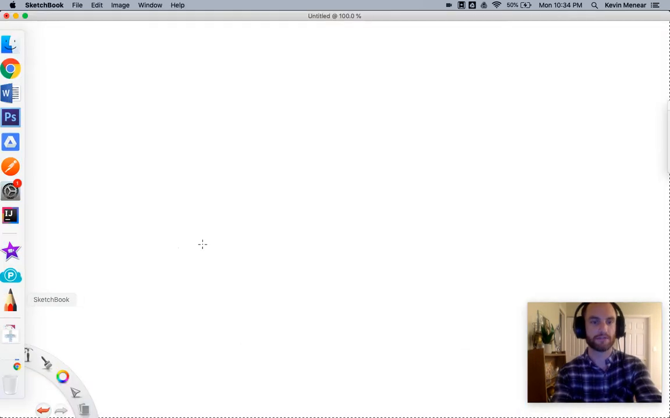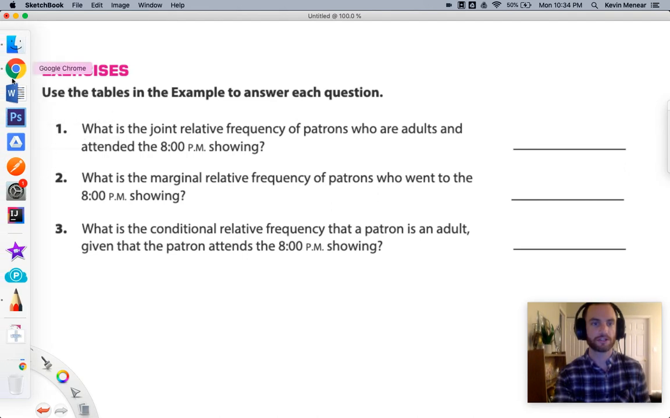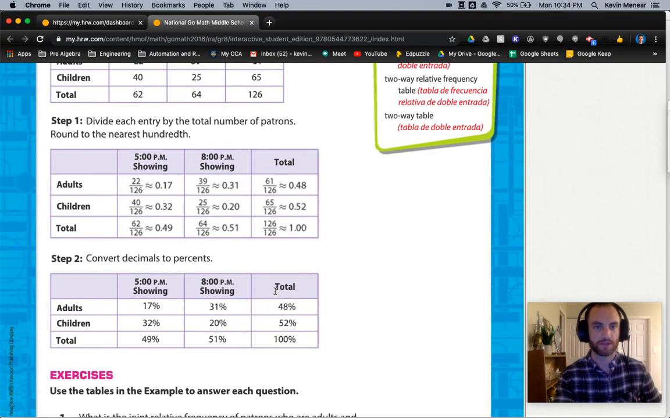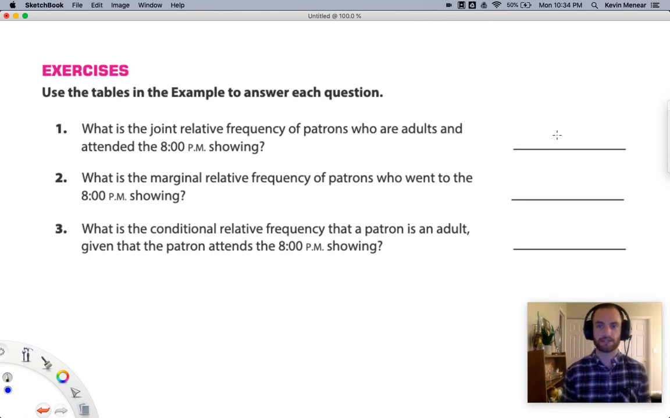So I'm just going to go ahead and write this out. So for those of you that are visual, you'll just have it visually. Okay, so who attended the 8 p.m. showing? Adults that attended the 8 p.m. showing, that's 0.31. That's this one right here. Joint relative frequency. This is a relative frequency table. It's right there in front of you. Don't overthink it. It's not conditional relative frequency. It doesn't say conditional relative frequency given that. No, it just says joint relative frequency. That means just divide that intersection by the grand total. So 0.31.